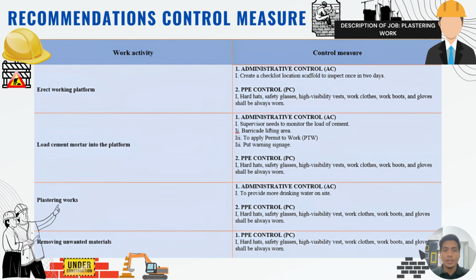Implementing these control measures is vital to prioritize the safety and well-being of workers engaged in plastering work. By combining administrative control and the use of appropriate PPE, we can minimize risk and create a safer working environment for all involved.